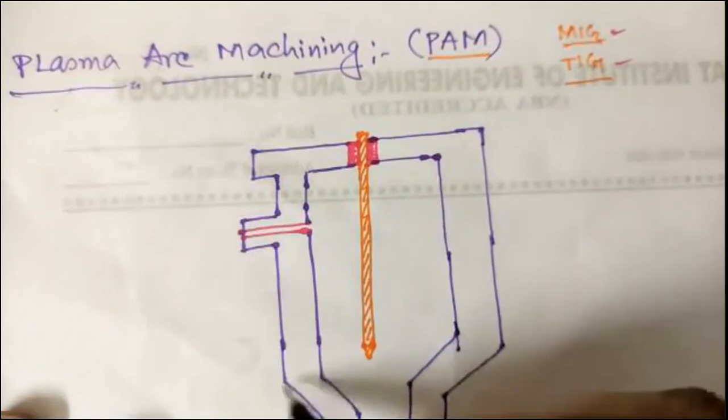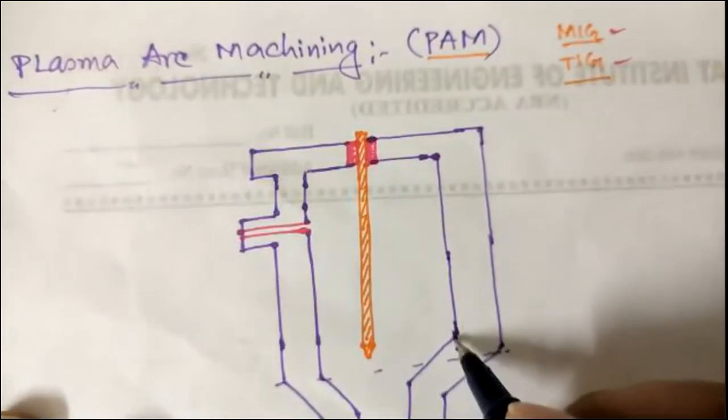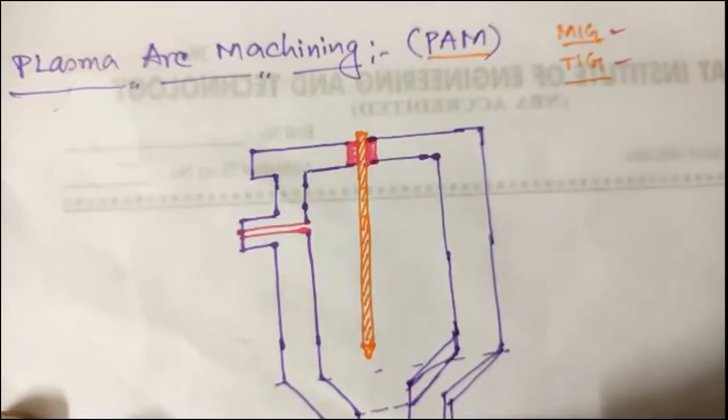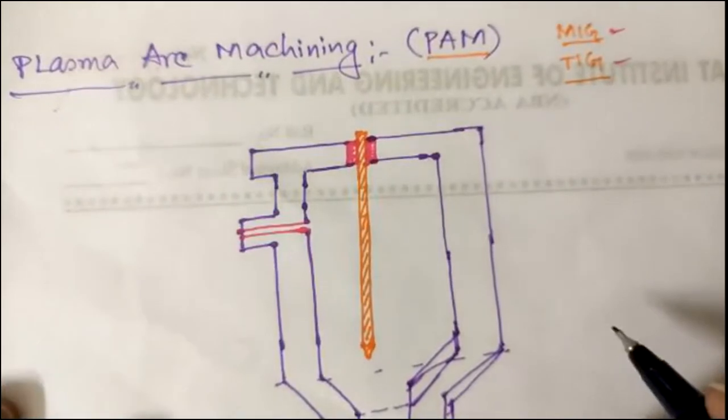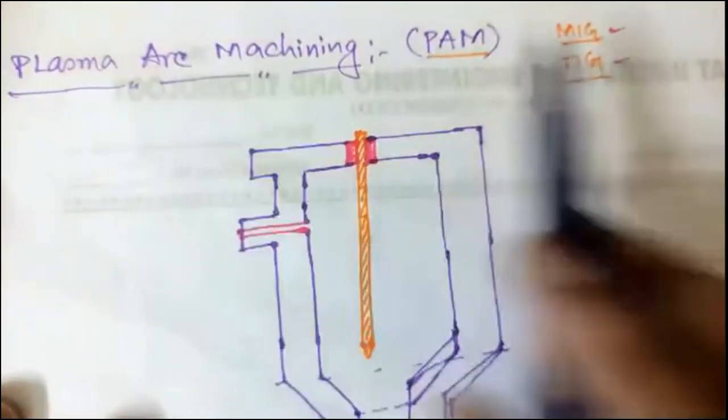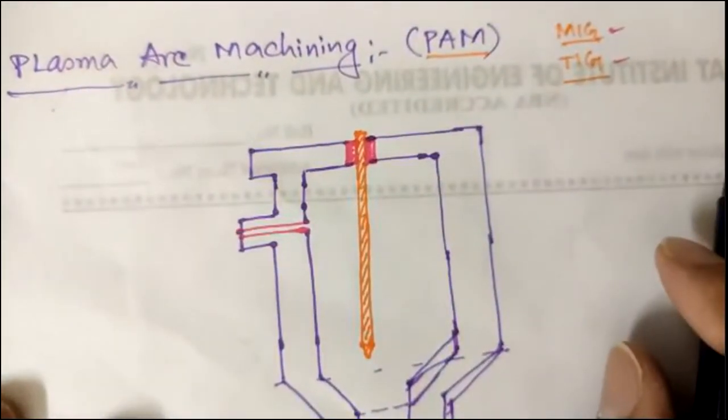But the point is, is it clear? I hope now it is clear, right? Yes, sir. So this is something in plasma arc welding and machining also. We use a non-consumable tungsten electrode.